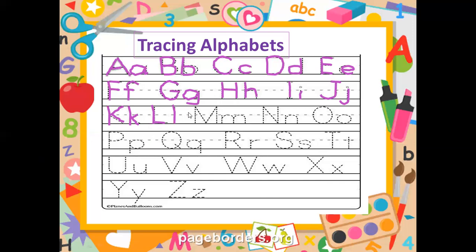After L, we are going to learn the letter M, capital letter M. How will you draw a capital letter M? One standing line from top to the bottom, another standing line from top to the bottom. Then look here, from the first standing line, you will draw a slanting line from top to the bottom and another slanting line from top to the bottom. It will make you a capital letter M.